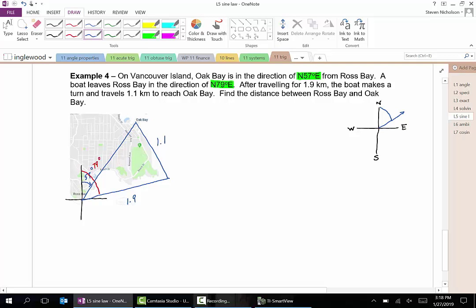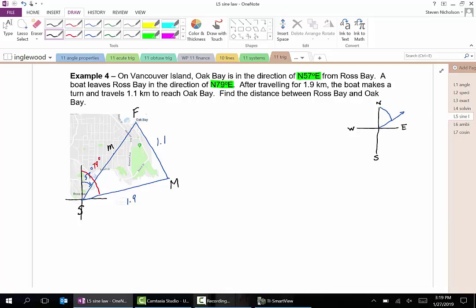And I'm going to label Ross Bay S for start, and I'm going to label Oak Bay F for finish, and I'm going to label the point it turns M for middle. And here's what we want to know. We want to know little m. How far is little m?